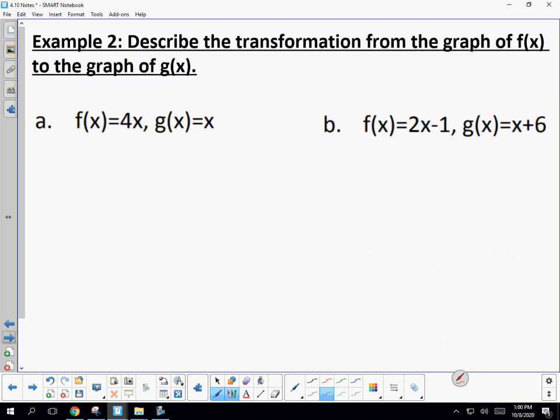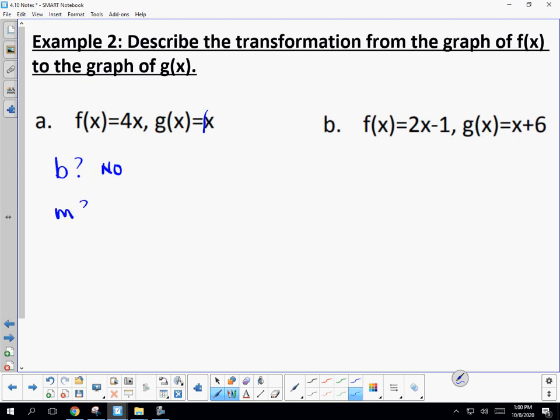Let's look at some other examples. These we're just going to look at the equation and describe the transformation just from looking at the equation. So we have f of x equals 4x and g of x equals 1x. So what has changed? Did my b value change? Nope, they're both plus 0.